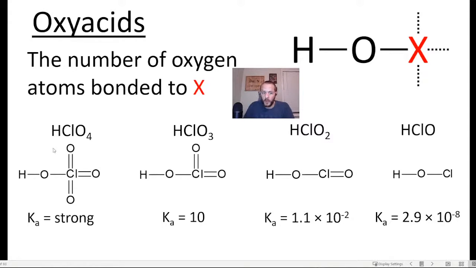In the case of perchloric acid, in which there are 3 other oxygens bonded to that chlorine, the Ka is strong. It's undefined, like division by zero.